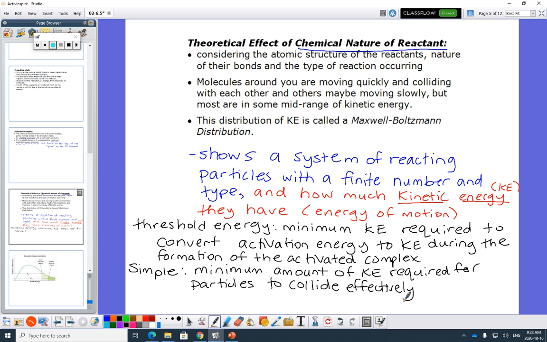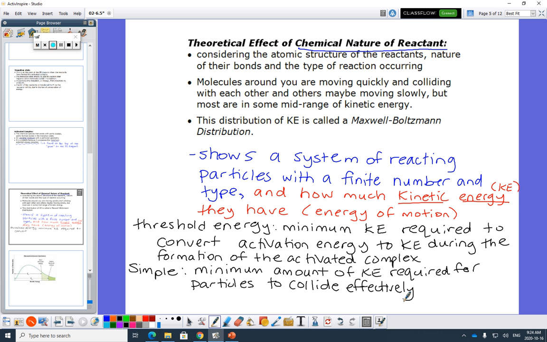Okay, so it is a closed system, so energy or particles are not getting in and out. It's like someone's taken a snapshot. So at this moment in time, how are the particles moving? And we're looking again at the energy of motion. How much kinetic energy do they have?